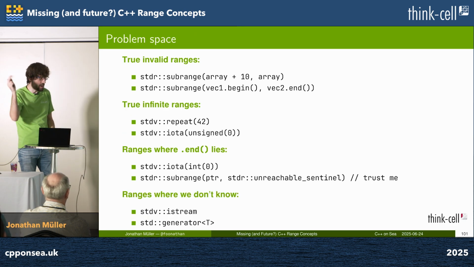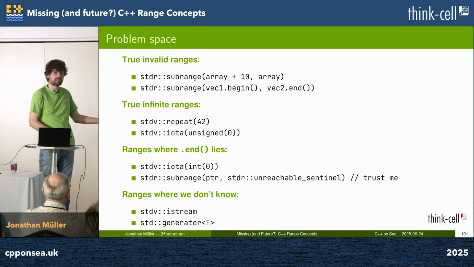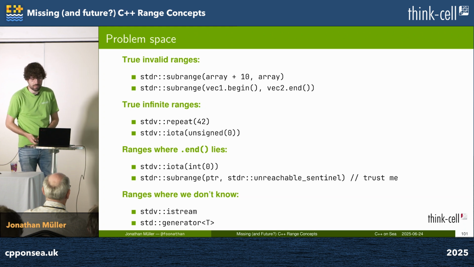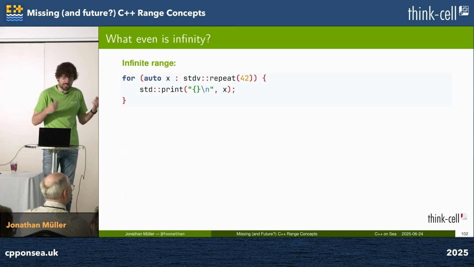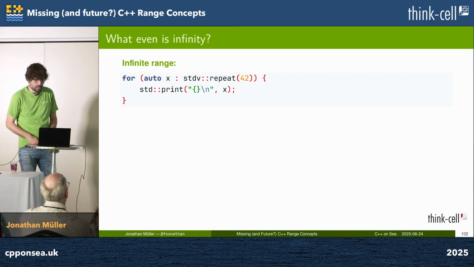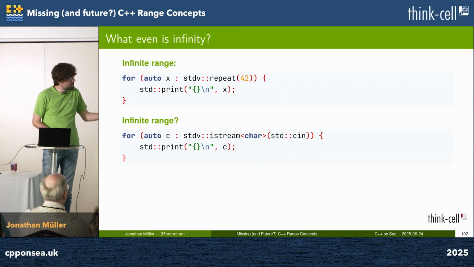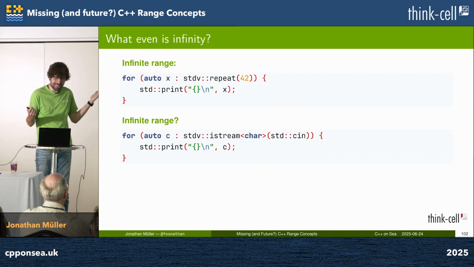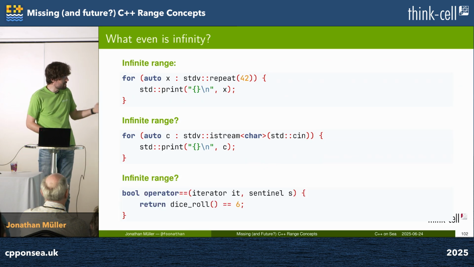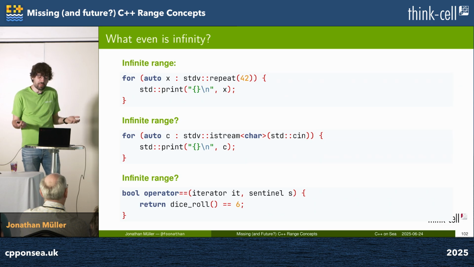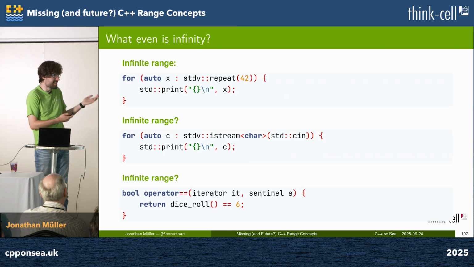An istream reads characters from a string. Is this an infinite range? Is it a finite range? Depends on the stream. Generator type-erases the entire range, so we don't know the size or the infiniteness. And so what even is infinity? This is an infinite range: repeat 42 will print 42 forever. Is this an infinite range? I mean, surely eventually the user will stop typing, right? But what about this one? This is a range where the range is done when the dice roll is 6. If you're really unlucky, the range is never done.